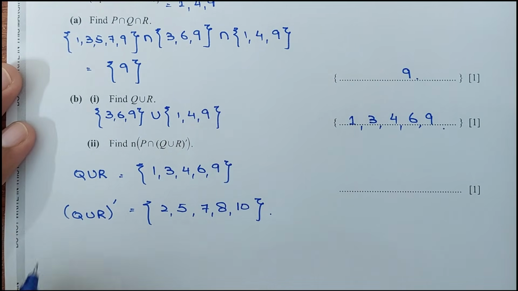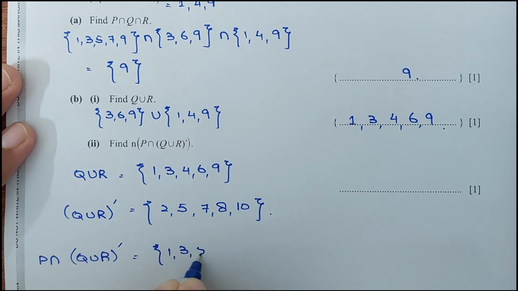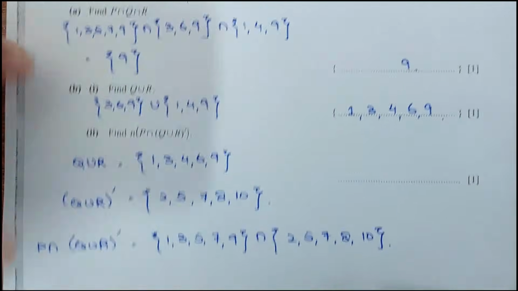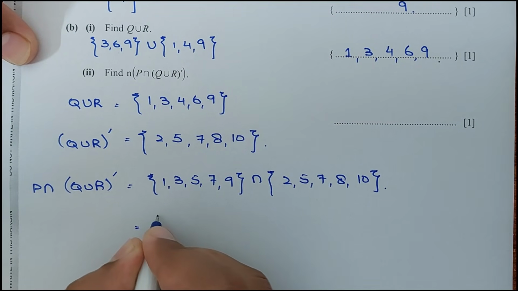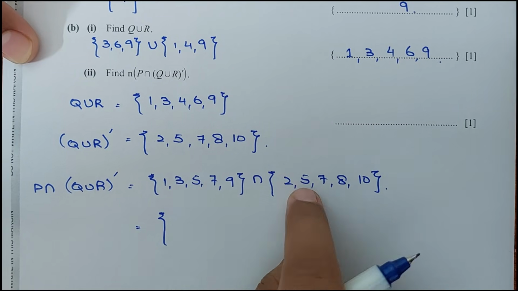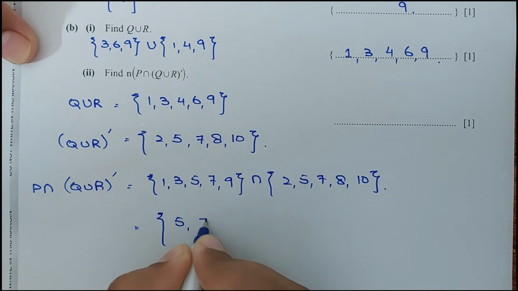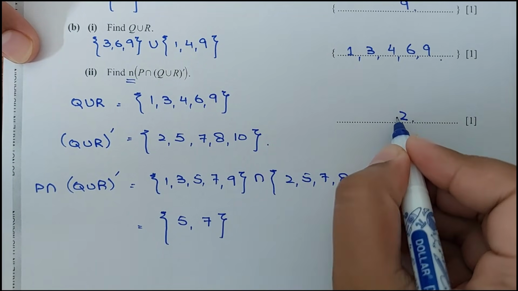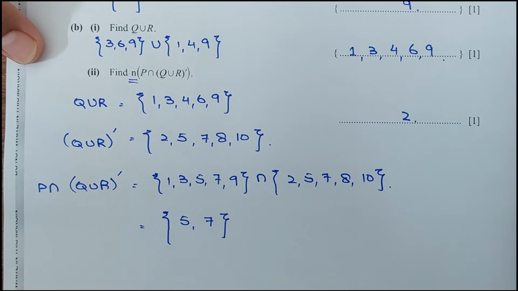Now take its intersection with P. Now P intersection with Q union R whole complement. Set P is 1, 3, 5, 7, and 9. Now take its intersection with 2, 5, 7, 8, and 10. Now we have its intersection. 1, no; 2, no; 5 is common, 7 is common. Yes, 5 and 7. Two elements are common. So the number of elements is 2, and those two elements are 5 and 7.